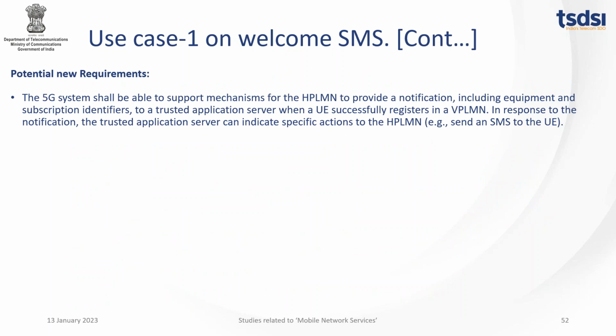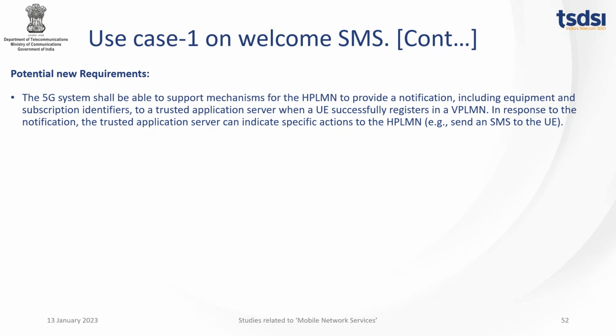See, actually, a potential requirement that may come because of this welcome SMS is something like this. The 5G system shall be able to support mechanisms for the home PLMN to provide a notification, including equipment and subscription identifiers, to a trusted application server when a UE successfully registers in a visited PLMN. In response to the notification, the trusted application server can indicate specific actions to the home PLMN.